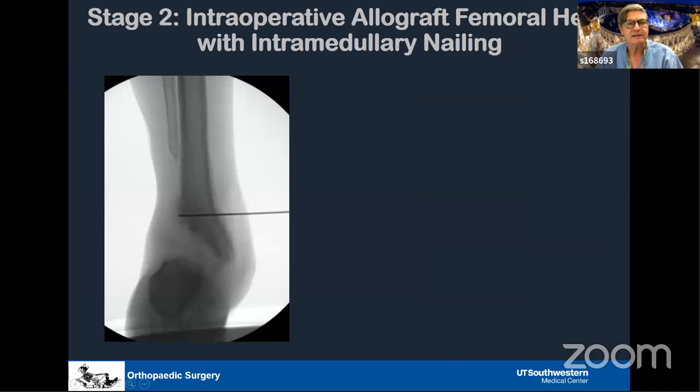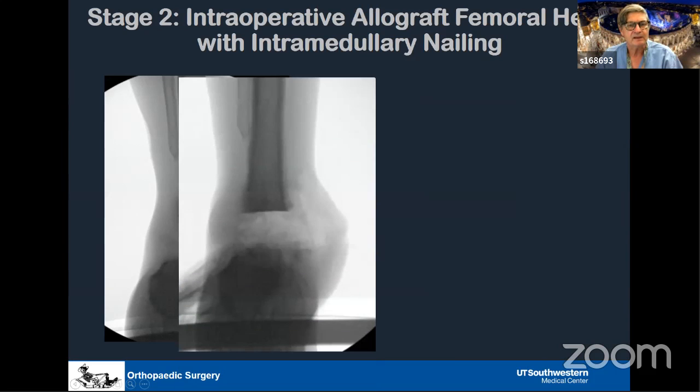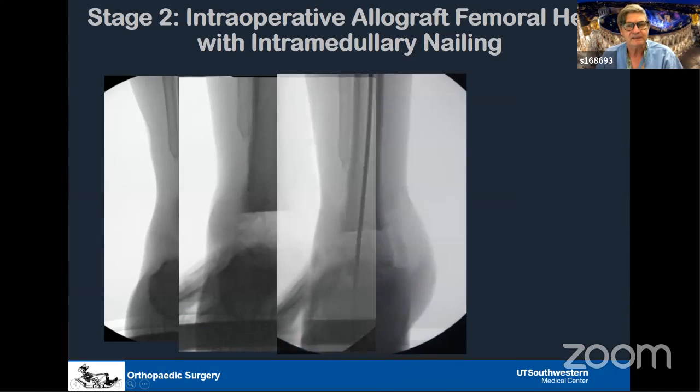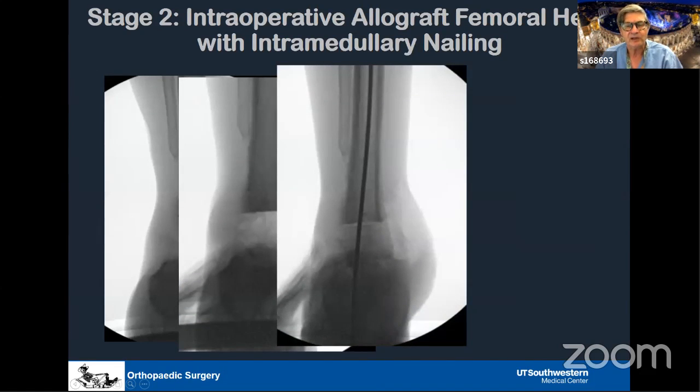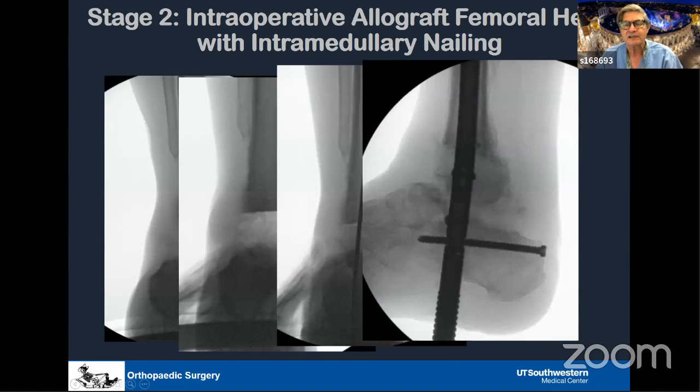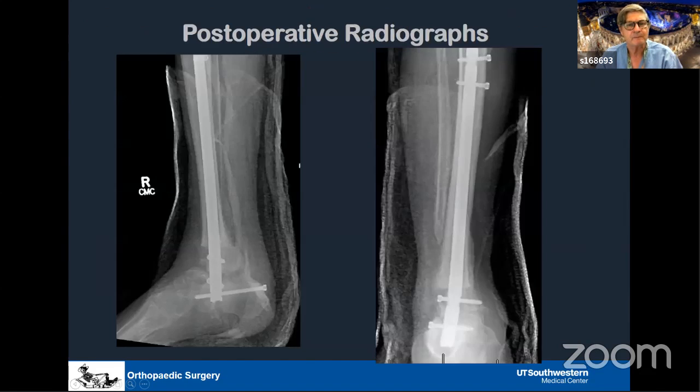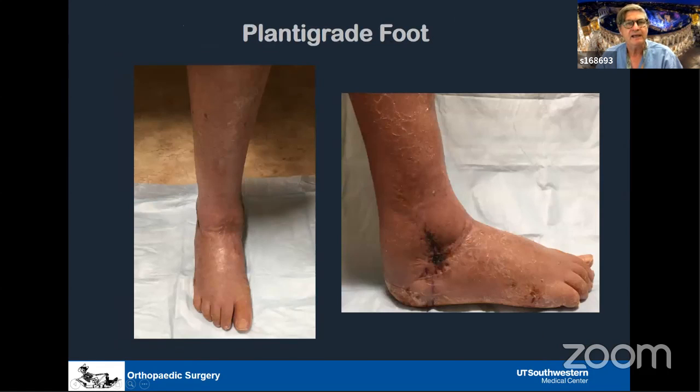So once I did that, took off his frame, I did a tibial osteotomy, made a nice flat cut. I then inserted a femoral head allograft and inserted a nail through that and realigned him. And this is what it looked like post-operatively. And here he is having a plantigrade foot. There was a small lateral incision that I had to make to put in the screws laterally, and that was the only incision I made. I made it vertically so that it wasn't under any significant tension.